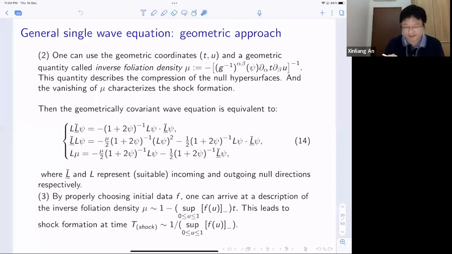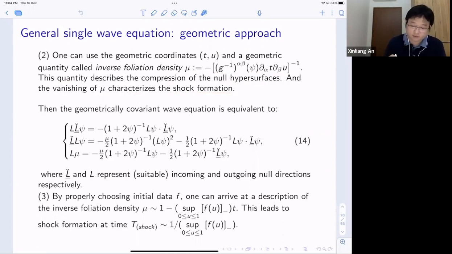Initiated from maybe even earlier than Christodoulou, but Christodoulou used it actually. So we define the inverse foliation density. This is the geometrical quantity, and it describes the compression of the null hypersurfaces. If the vanishing of mu happens at a point, if mu is zero, then we know that a shock forms at that spacetime point.